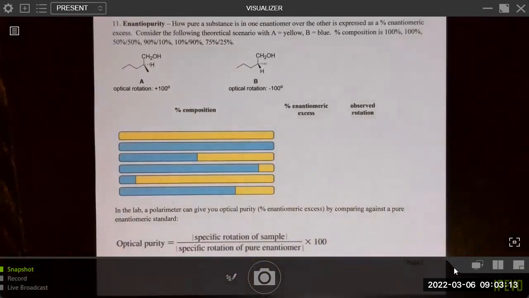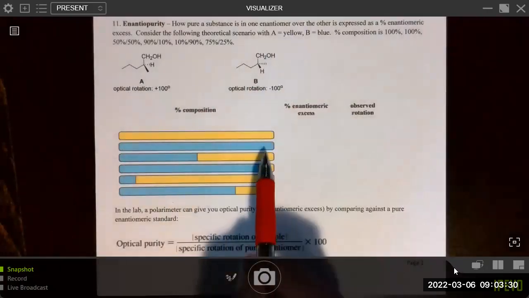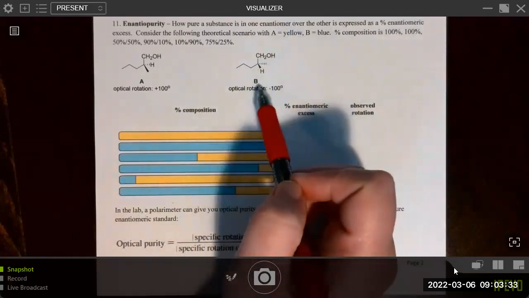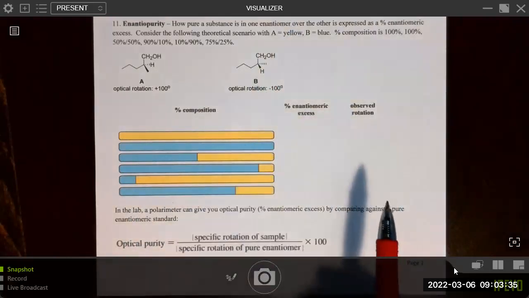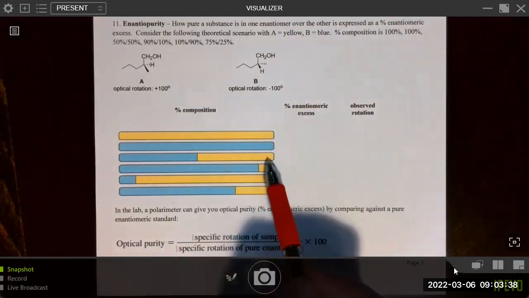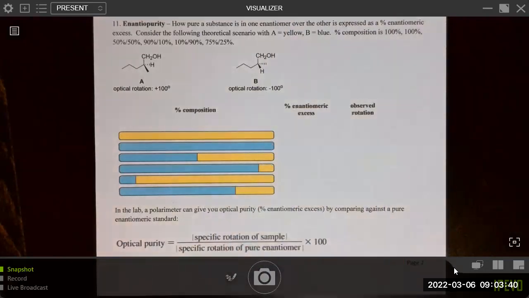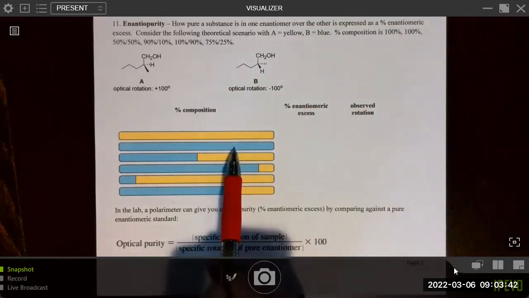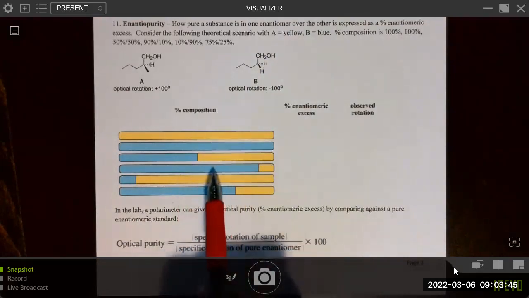Let's move on to enantiopurity. How pure a substance is in one enantiomer over the other is expressed as the percent EE, also known as the percent enantiomeric excess. Let's consider the following scenario with compound A being this yellow color, compound B being represented by the blue color. And then we have 5 different percent compositions, and they are 100% yellow, 100% blue, 50-50, 90-10, 10-90, and 75-25.